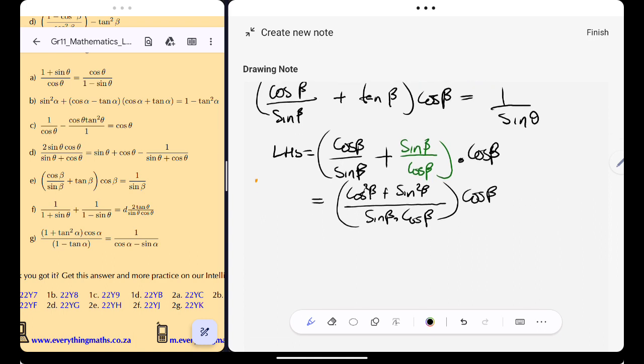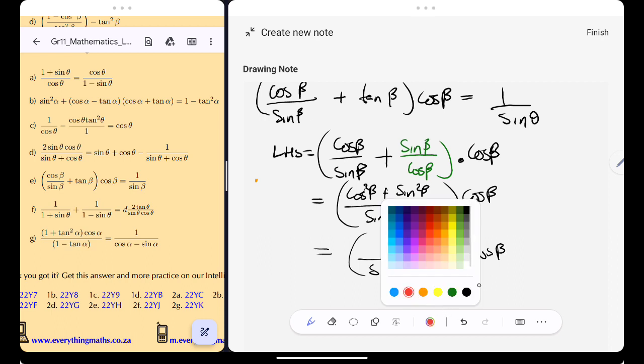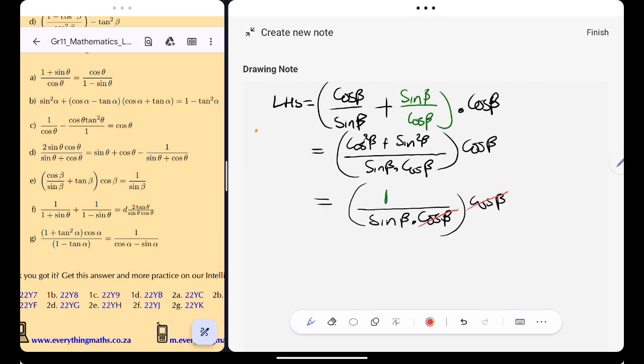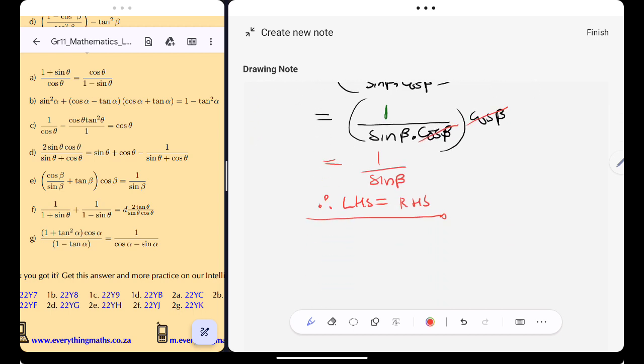And then I know that sine squared beta plus cos squared beta is equal to 1. This thing is divided by sine beta multiplied by cos beta, all multiplied by cos of beta. Now this will cancel with this. I will be left with 1 over sine beta. Therefore, I've proven that the left hand side is equal to the right hand side. Does it make sense?